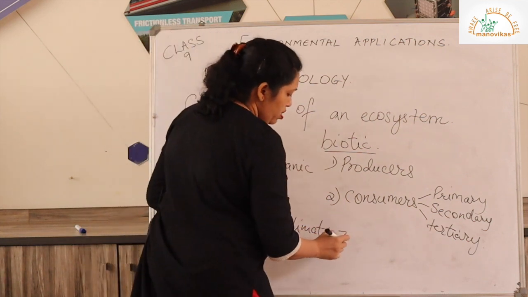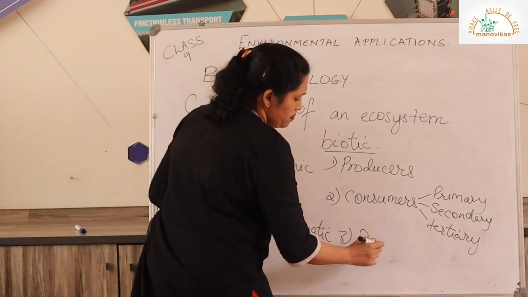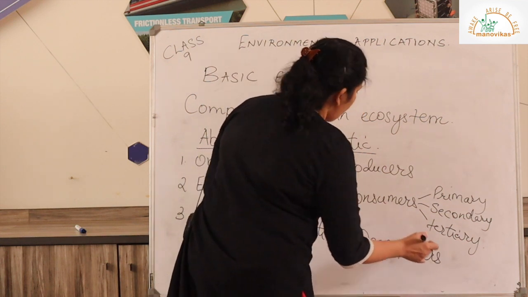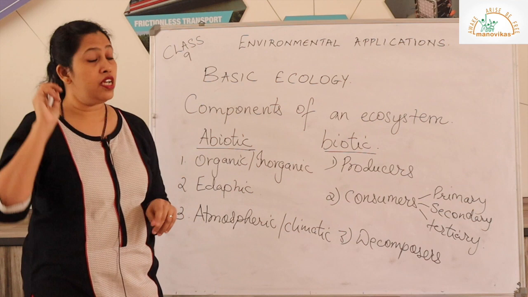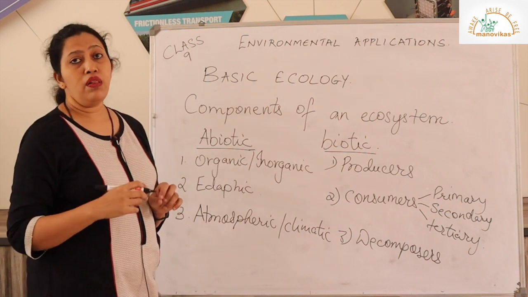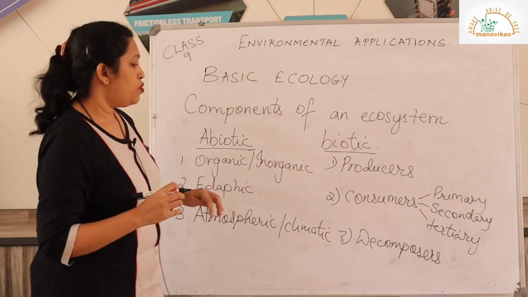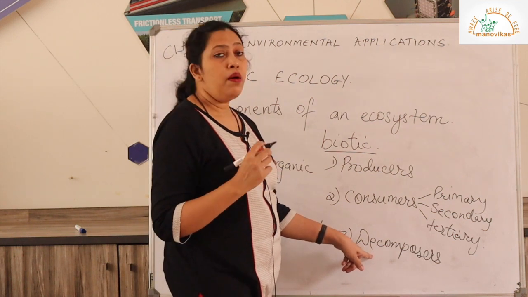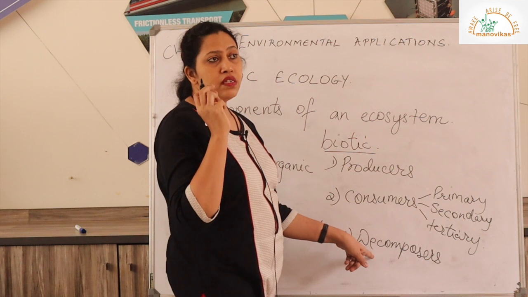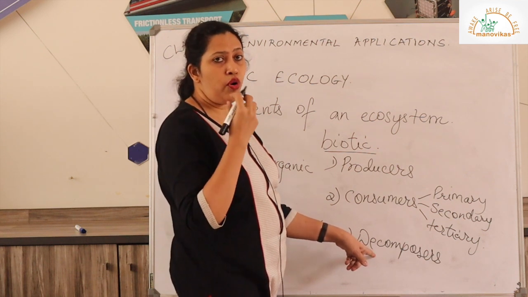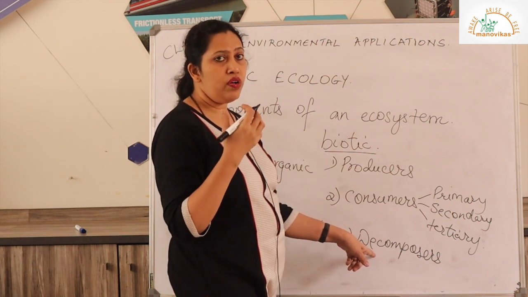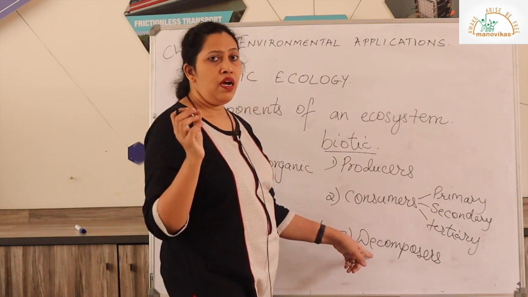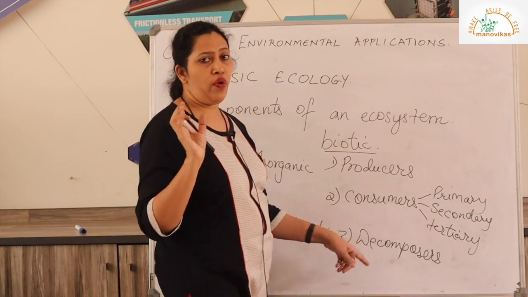And the third one is the decomposers. The third biotic factor in the ecosystem is decomposers. They are all bacteria and fungi. They play a very important role in the ecosystem by converting the complex things in the body of the animal when it dies, or the plant when it dies, into simple forms and release it into air, water and soil.